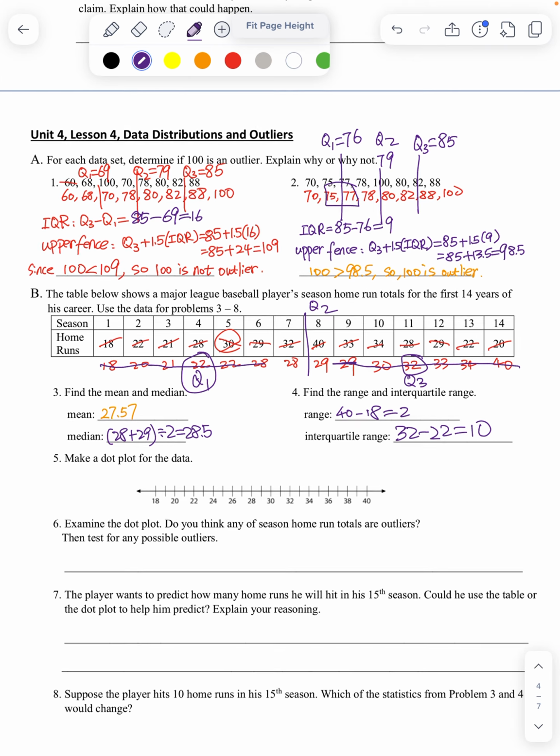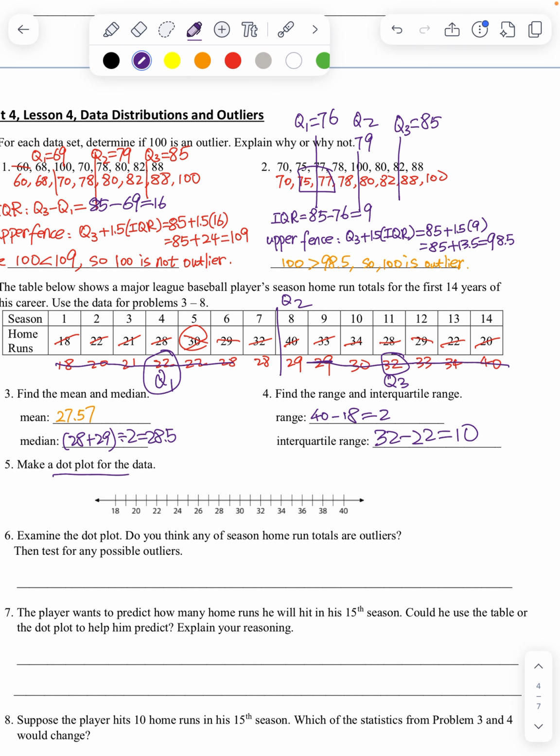All right. So now make a dot plot for the data. The dot plot is very easy, almost like the graph of the table. Okay. 18. How many times? Just one time. You can draw a dot right here. 18. And then 20, once. 21, once. 22 happened twice, right? You draw 2 dots.